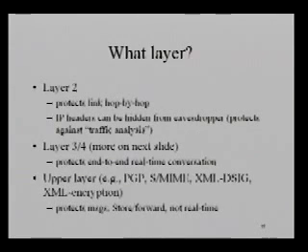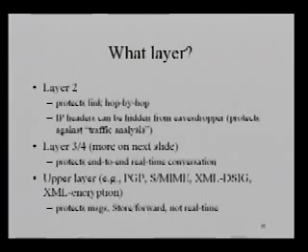Okay, so now another thing I'll talk about is what layer should you do cryptography at? Layer 2 protects the link hop by hop, and if you want to prevent traffic analysis, that way you can hide the IP headers so that someone can't see that Alice is talking to Bob. Layer 3 and 4 is like SSL or IPsec, and I'll talk more about the difference between Layer 3 and Layer 4 on the next slide, but it protects end-to-end real-time conversation.